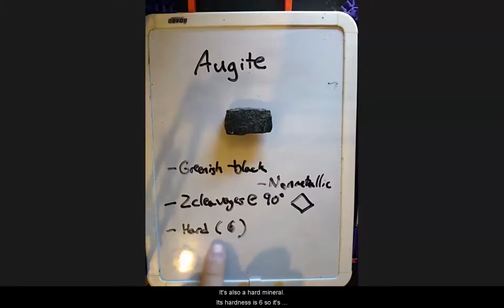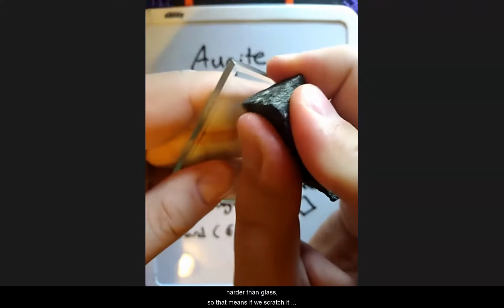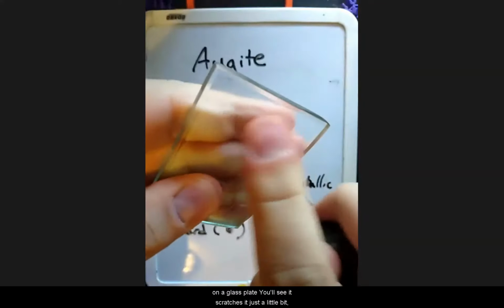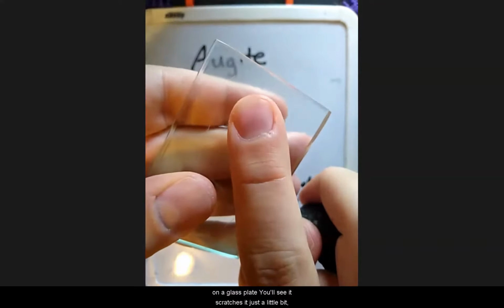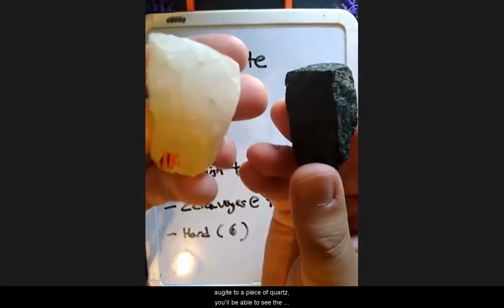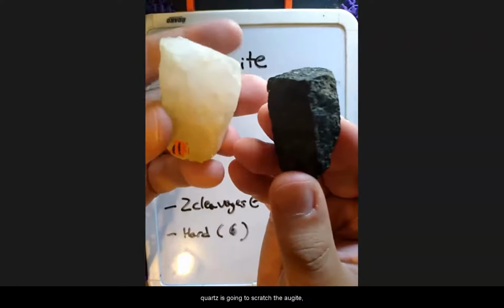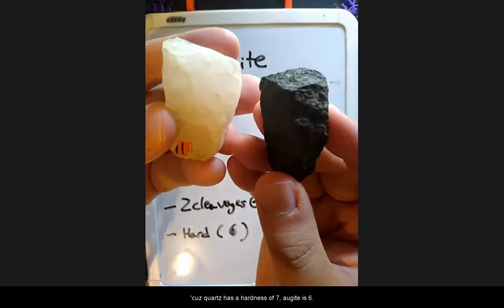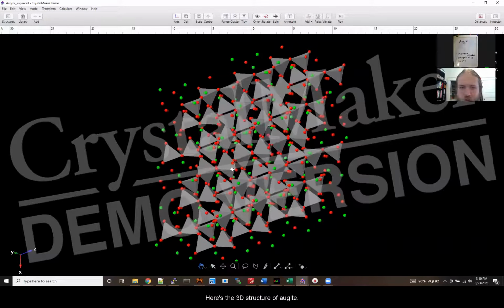It's also a hard mineral. Its hardness is 6, so it's harder than glass. So that means if we scratch it on a glass plate, we'll see it scratches it just a little bit. It's tough to do. But if you try to compare your augite to a piece of quartz, you'll be able to see that the quartz is going to scratch the augite, because quartz has a hardness of 7, augite of 6. Here's the 3D structure of augite.